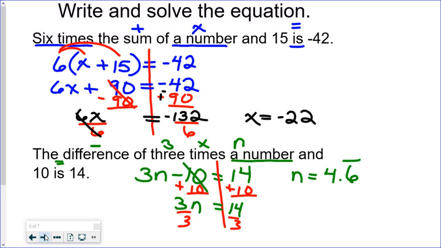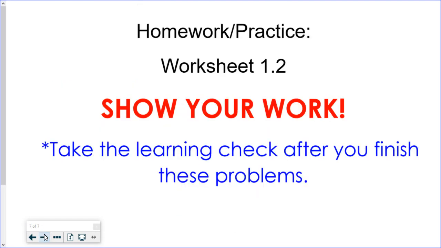Okay, so double check, go back if you're having a hard time. The worksheet is attached in Schoology. Please make sure you're checking your work and then doing the formative learning check. Again, for the formative learning check, if you don't do well the first time, you have unlimited attempts at that, so make sure you're going back and doing that.